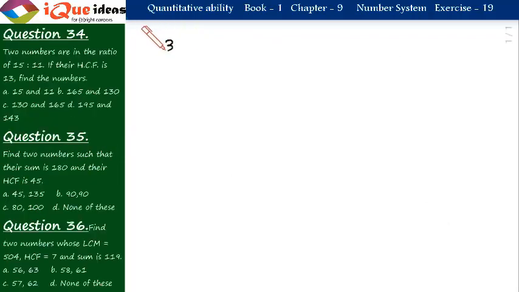Now let's take question number 34. It says the ratio of two numbers is 15 is to 11. Now do you remember how we calculate a ratio? We calculate a ratio by cancelling the highest common factor. And that is 15 upon 11. That means we have already cancelled the highest common factor and then we got 15 and 11 for the numbers.